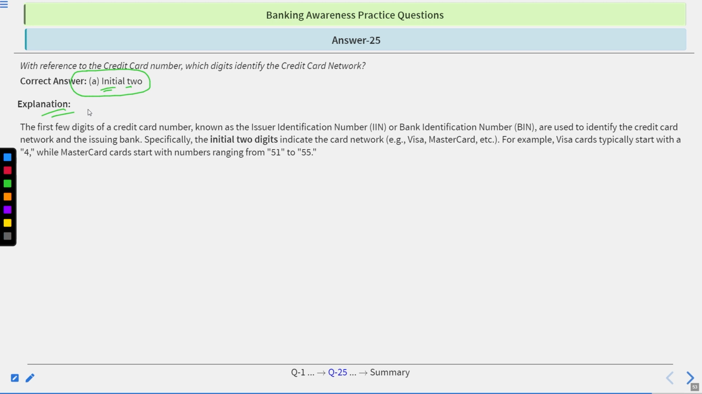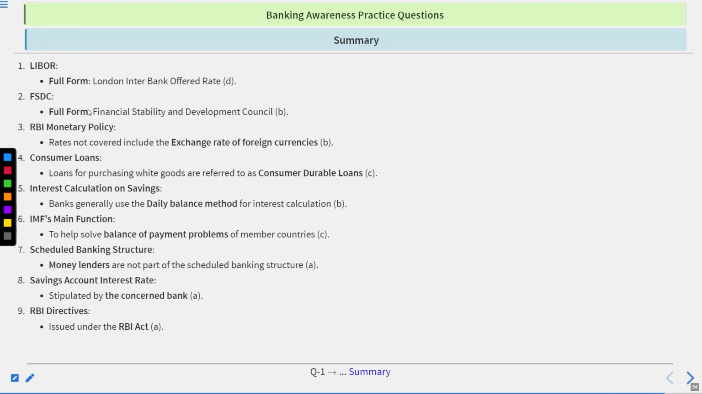number, used to identify the credit card network and the issuing bank. Specifically, the initial 2 digits indicate the card network, for example Visa, MasterCard, etc. For example, Visa cards typically start with 4, while MasterCard starts with numbers ranging from 51 to 55. Here we have finished the topic.